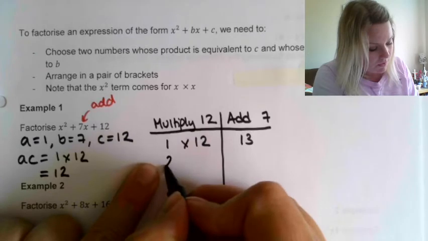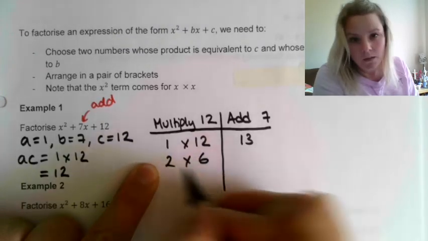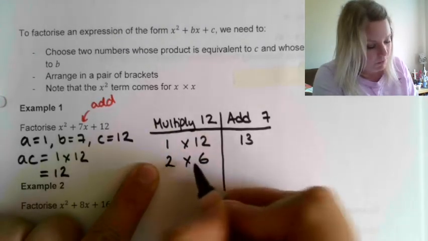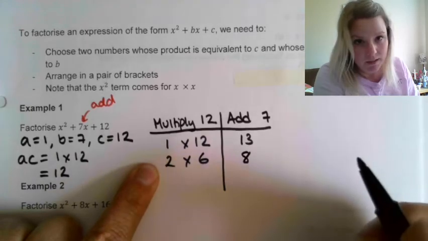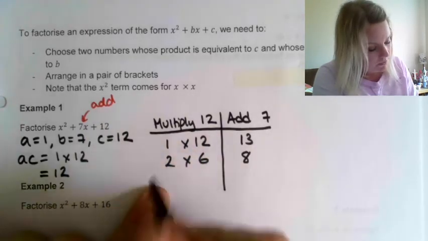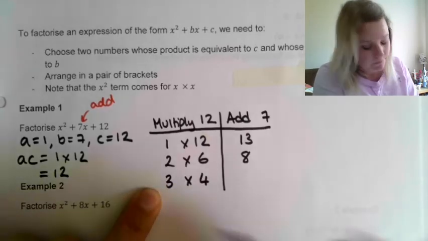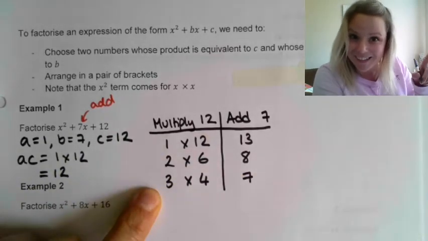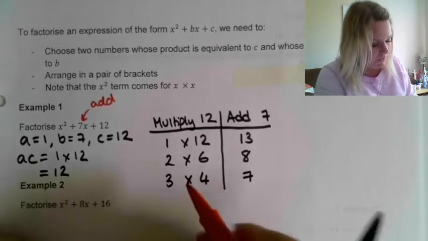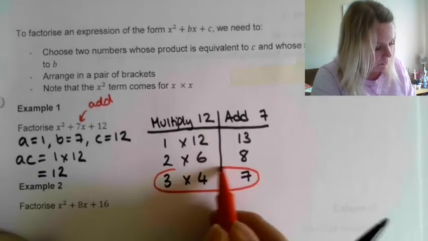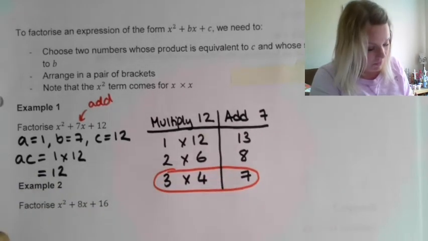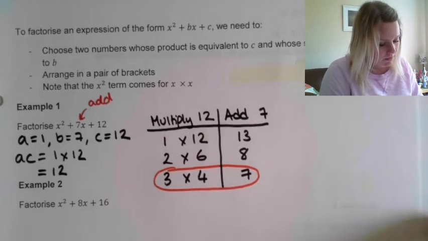Let's see, 2 and 6. They multiply to give me 12. 2 plus 6 gives me 8. Is that 7? No. 3 multiplied by 4. 3 multiplied by 4 gives me 12. Add 7. Now we're on to something. So I'm going to do a wee circle around those because they're the ones that I'm going to use. Okay.